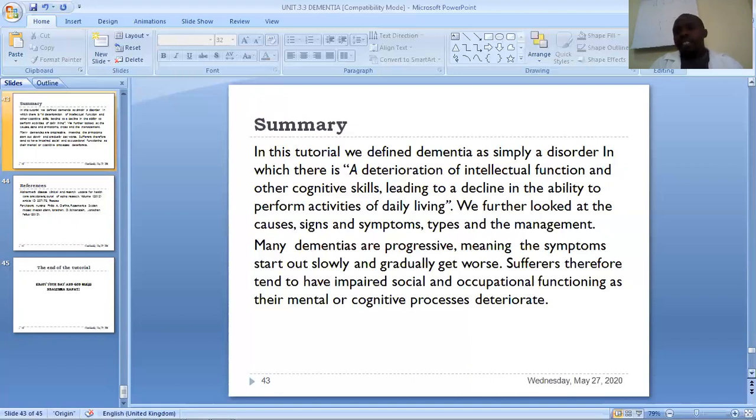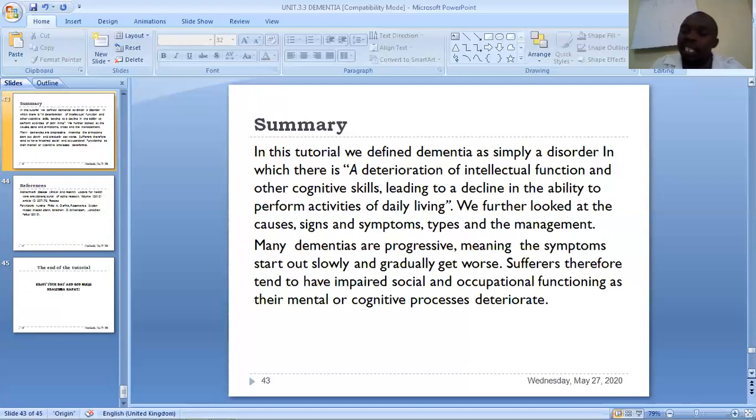Then we further discussed the types of dementia. And the most common type amongst the patients with dementia, we actually say it is Alzheimer's dementia. Amongst them, we also discussed mixed dementia. We went further to discuss the other remaining types of dementia. We also looked at the signs and symptoms of dementia. Some of them are aggressiveness, uncooperativeness, loss of memory, just to mention but a few.